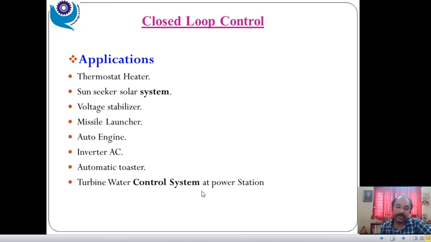Turbine water control system at power stations. So these are the examples, or you can say applications, of closed loop control systems.